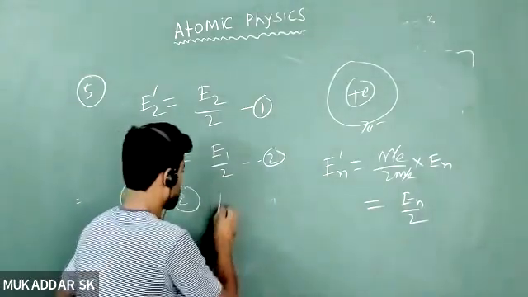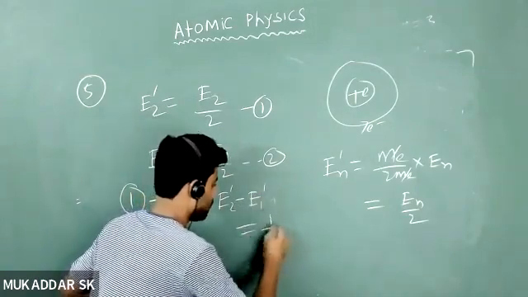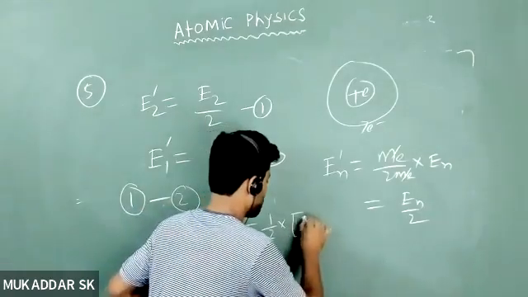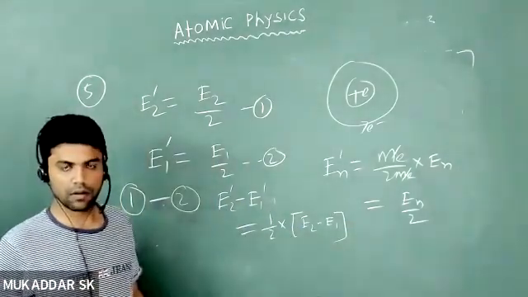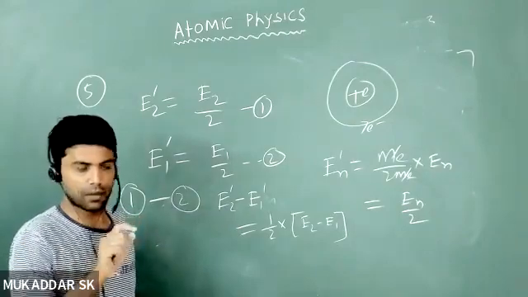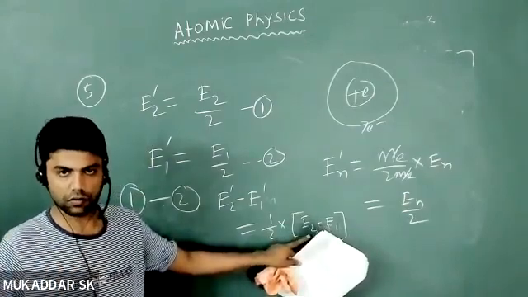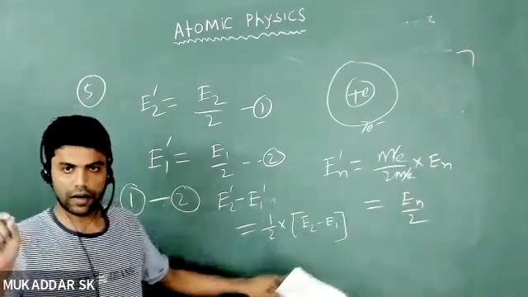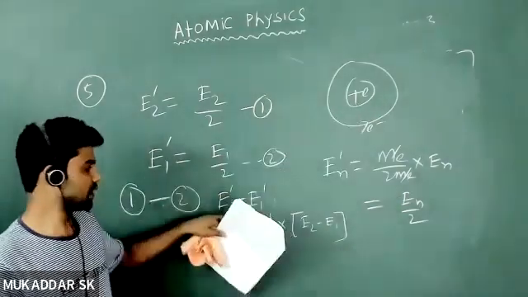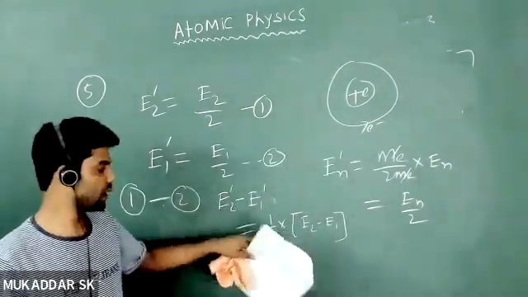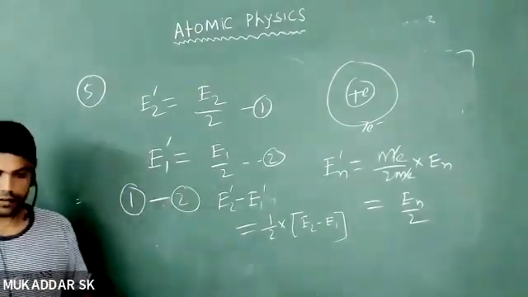The energy difference between the first excited state and the ground state of positronium will be 1 by 2 times E2 minus E1. Here E2 is the energy of the electron in the hydrogen atom for n equals 2, and E1 is the energy of the electron in the hydrogen atom for n equals 1. So you can clearly see the energy difference between the first excited state and the ground state for this system will be half of the energy difference of the hydrogen atom. So the correct option will be C.